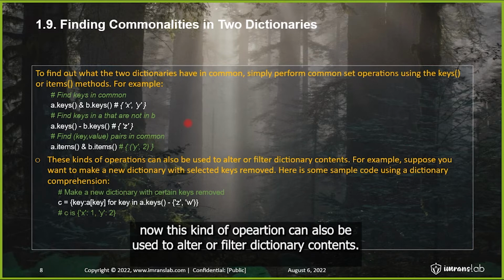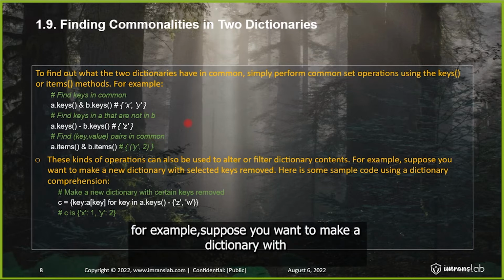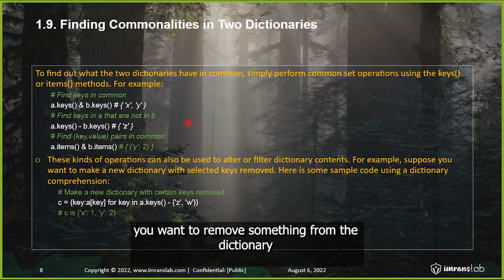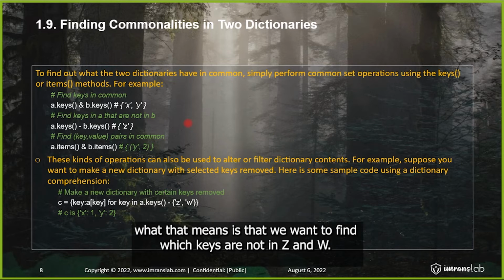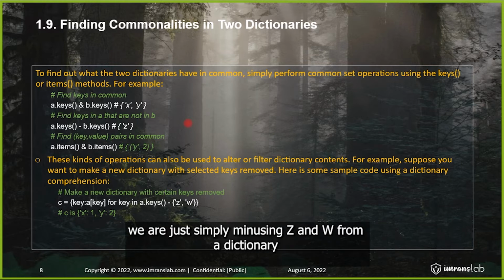Now, these kinds of operations can also be used to alter or filter dictionary contents. So, for example, suppose you want to make a dictionary where you remove something from the dictionary. The code for that would be c = {key: a[key] for key in a.keys() - {'Z', 'W'}}. What that means is that we want to find which keys are not in Z and W, which would simply give us c as X1 and Y2. We are just simply subtracting Z and W from dictionary A.